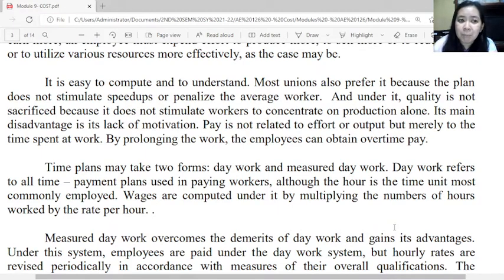So mostly workers or the unions prefer it because the plan does not stimulate speed ups or penalize the average worker. And under our second category also, quality is not sacrificed, because productivity and output is the basis. Its main disadvantage, however, is that it lacks motivation. Okay, so pay is not related to effort or output, but merely to the time spent in the first category. So by prolonging the work in that case, the employees can obtain overtime pay.